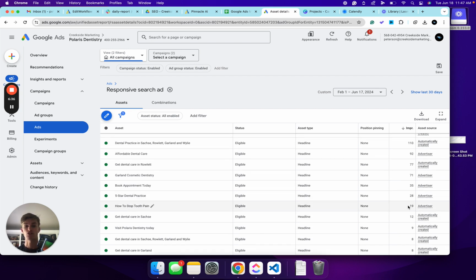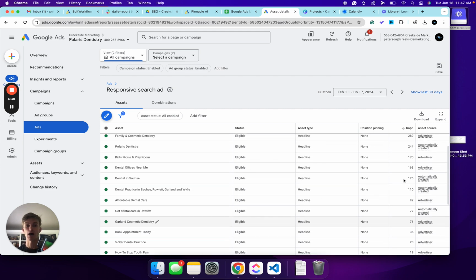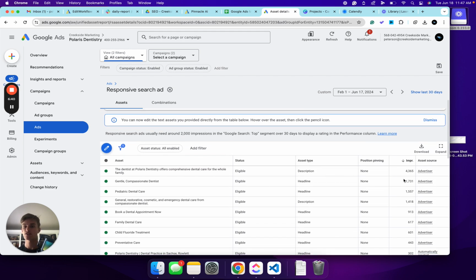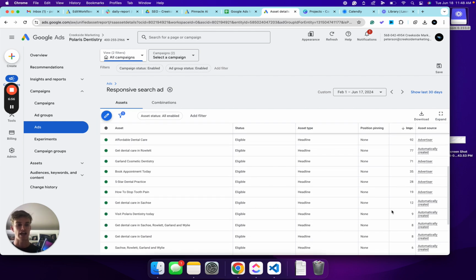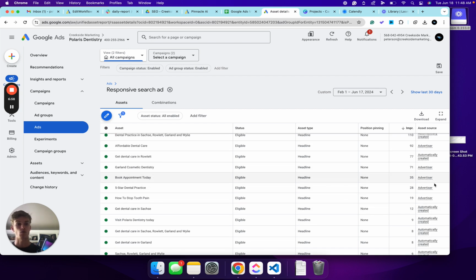So what we're going to do here is we're going to look at the bottom and top performing headlines. Obviously, the descriptions, you only have 4 descriptions. So the descriptions are going to have a higher impression count. So we ignore those when we're looking at the headlines. So what we can see here is the top performing headlines have around 1,500 impressions. And the lowest performing headlines that we created were the advertiser. We're sitting in below 100.